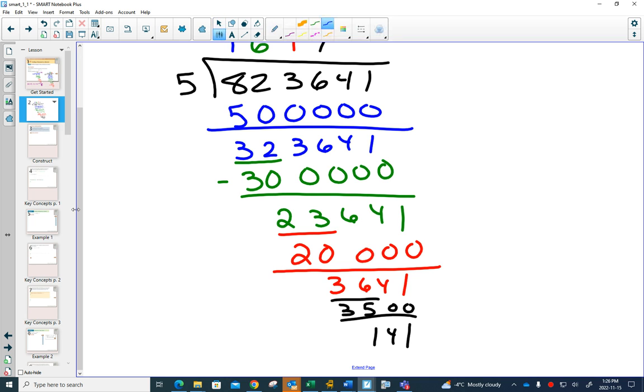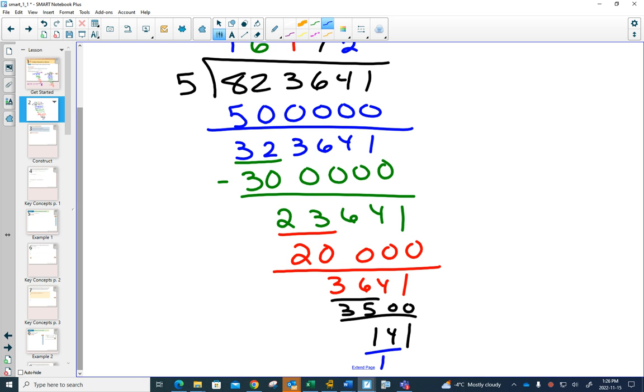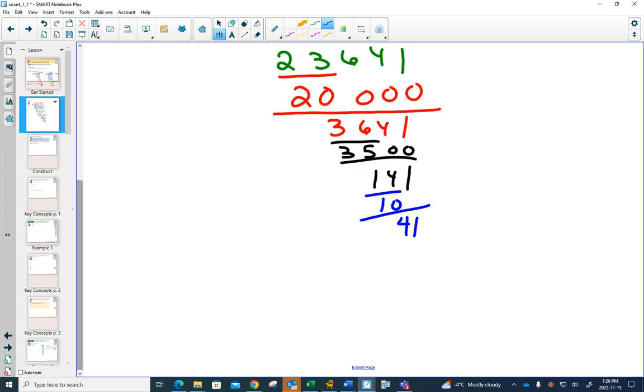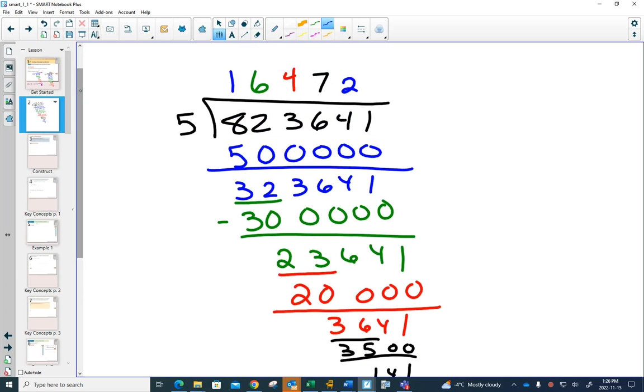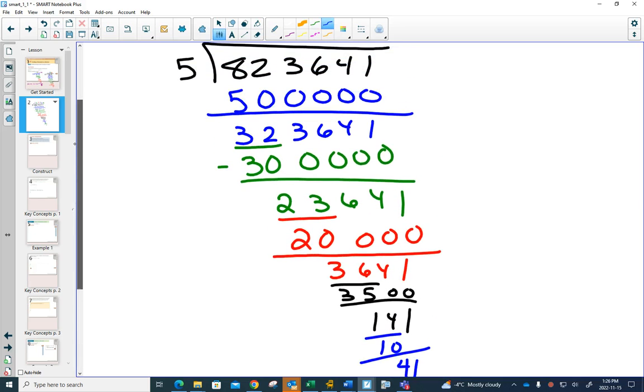How many 5s in 14? 2. That'll give me 10. Subtract. And I'm going to get 41. And how many 5s in 41? 8. Leaves me 40. Leaves me 1 left over. There's no 5s left and 1. That becomes our remainder.